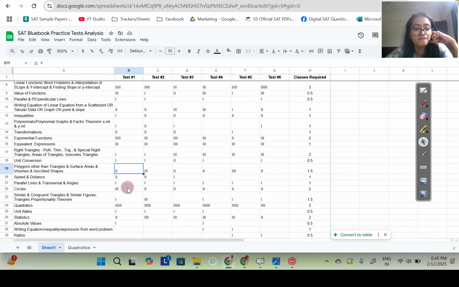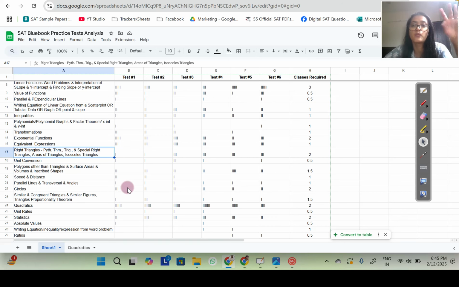Then questions of surface area, volumes, and basically any other polygon other than triangles. You can expect 2 questions based on this topic. You can expect one question on unit conversion, conversion of miles to kilometers, square miles to square yards, all those questions.